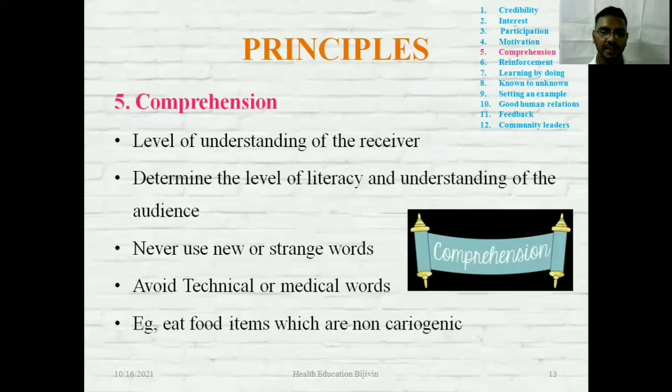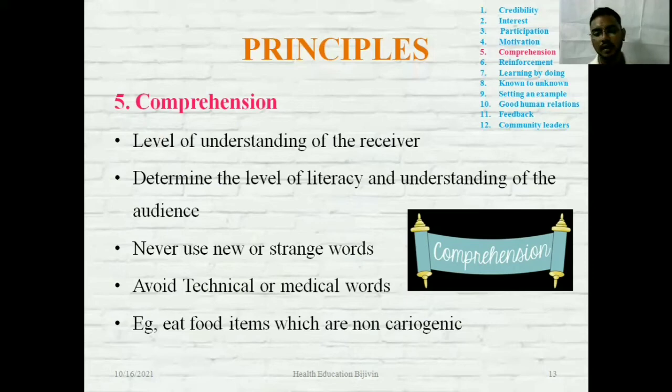The next one is comprehension. Before talking about anything, you should understand the level of understanding of the receiver. That is very important. You should determine the level of literacy and understanding of the audience. So whenever you are going to some rural area where people are not very educated, you should talk based on their understanding. You should not use any medical words or language which is not known to them, and strange words should be avoided.